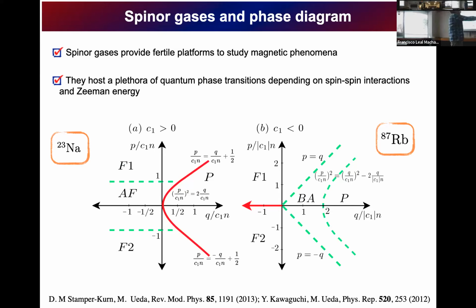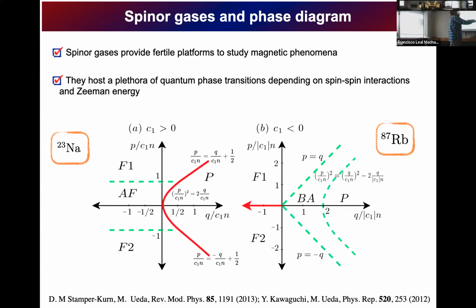Here you see that from the external magnetic field, we have 2 different tuning parameters. This is the quadratic Zeeman field that you see here in the axis, and also the linear Zeeman field. By tuning these in the experiment, through the external magnetic fields, we can really transition between different magnetic phases of matter.